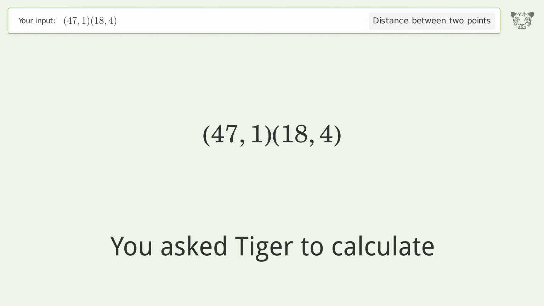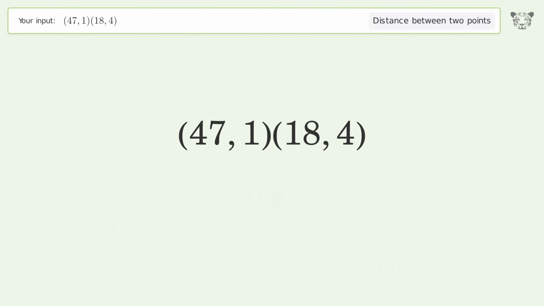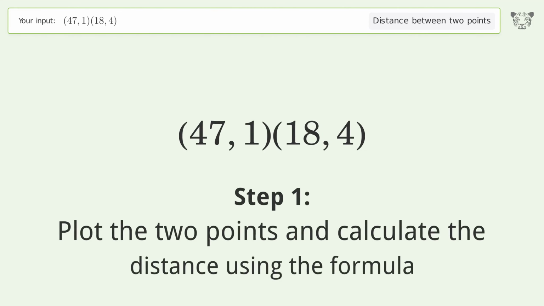You ask Tiger to calculate. This deals with the distance between 2 points. The distance between the 2 points is the square root of 850, or 29.155. Let's solve it step by step. Plot the 2 points and calculate the distance using the formula.